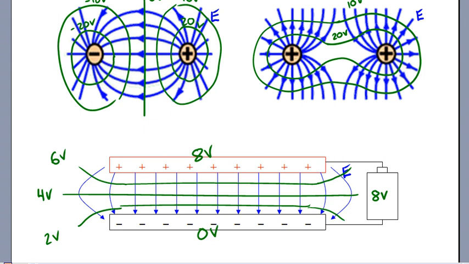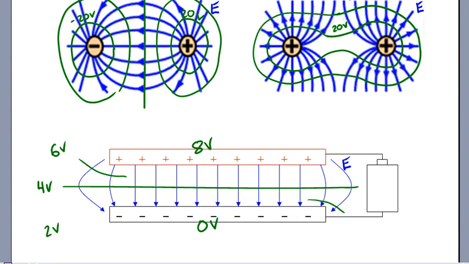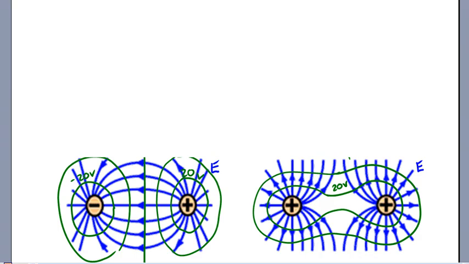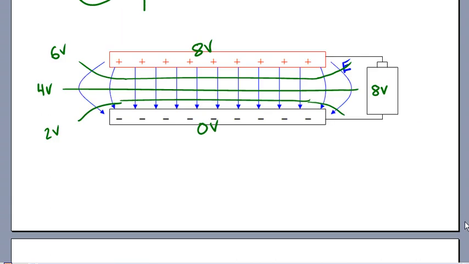Now, last page, just going to look at a couple. Oops, that was really bad. Totally disappeared on me. There we go.